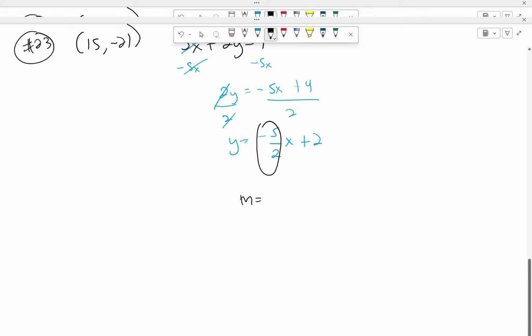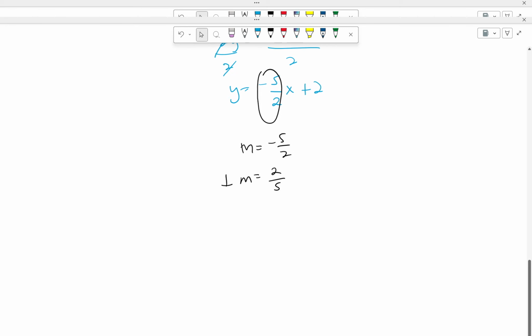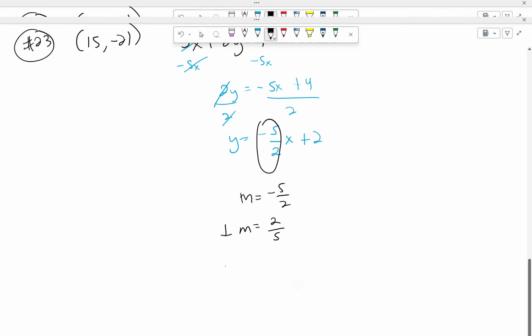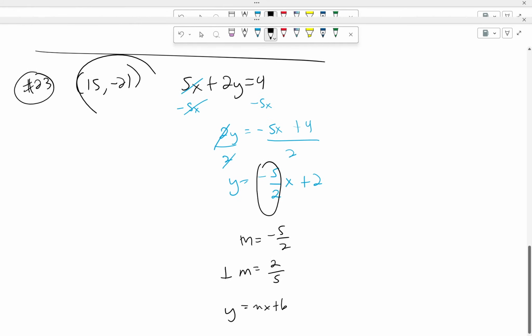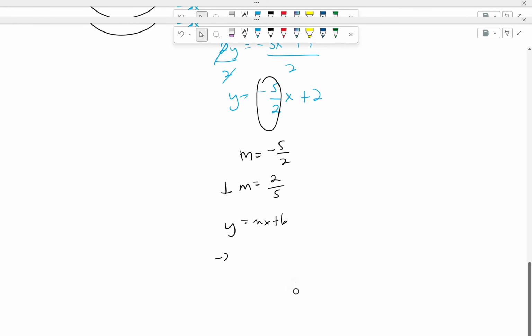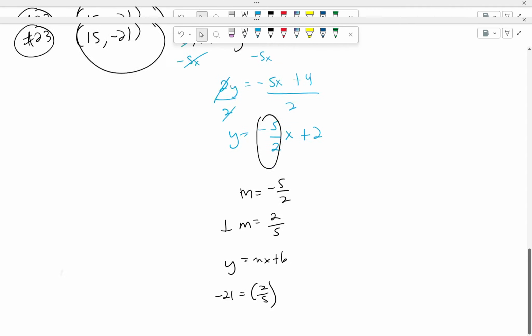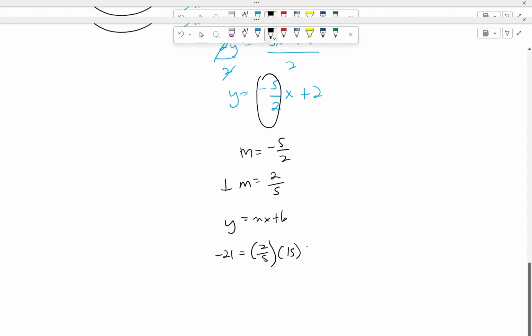Here's my slope to steal, so I can actually use it to make my new equation. But then I need the perpendicular slope, so I've got to modify this to be positive 2/5. So my new equation, I'm going to work with y equals mx plus b. So y, which we already have back up here, negative 21, is equal to m, which is 2/5, times x, which is 15, plus b.